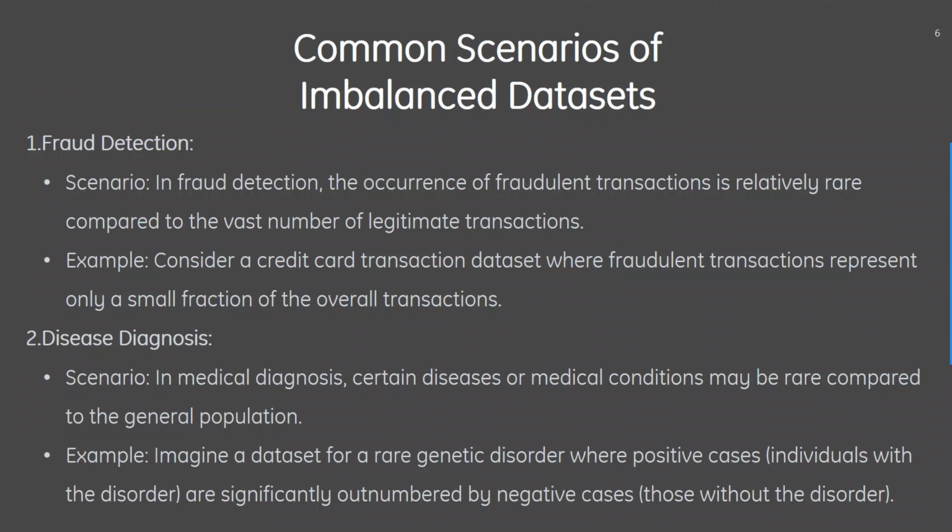Secondly, we have disease diagnosis. In medical diagnosis, certain diseases or medical conditions may be rare compared to the general population. Imagine a dataset of a rare genetic disorder where positive cases, which are individuals with the disorder, are significantly outnumbered by negative cases, those without the disorder.